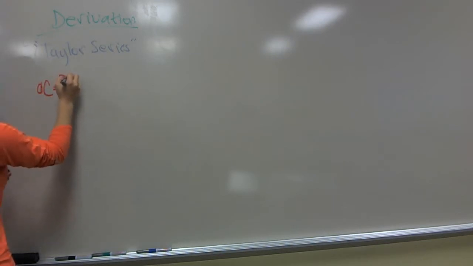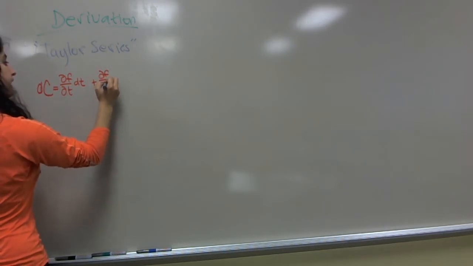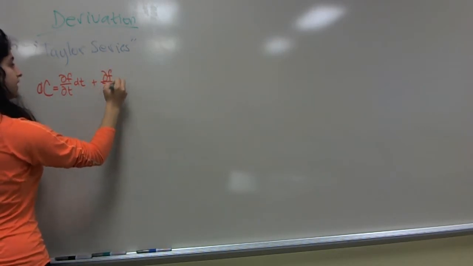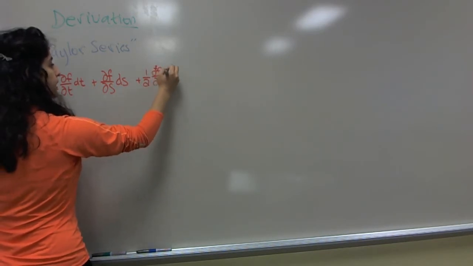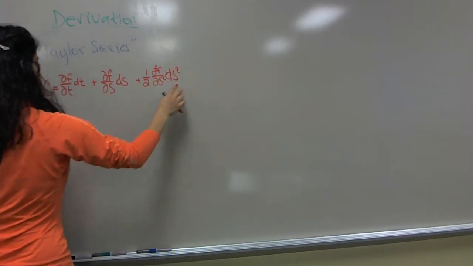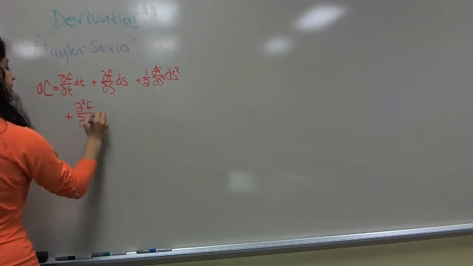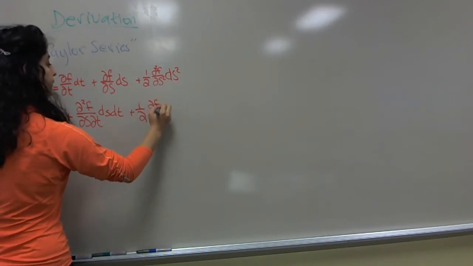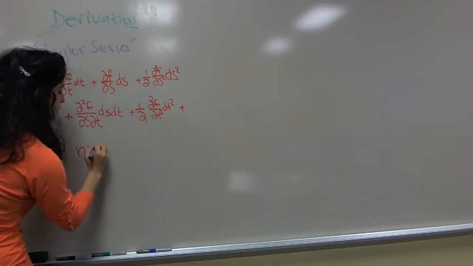is equal to ∂F/∂t times dt plus ∂F/∂S ds plus 1/2 ∂²F/∂S² times B, not B, ds squared plus ∂²F/∂S∂t ds dt plus 1/2 ∂²F/∂t² times dt squared plus higher order terms.